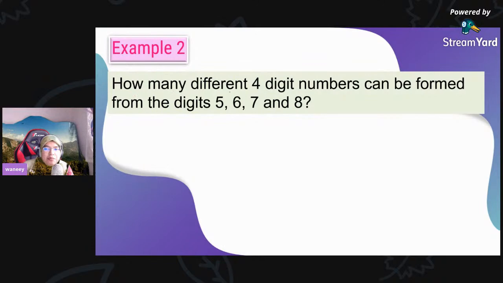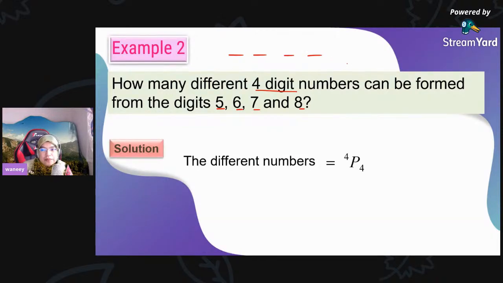How many different 4-digit numbers can be formed from the digits 5, 6, 7, 8? Basically we have 4 different numbers and I want to get 4-digit numbers. So I have 4 places and 4 things to arrange. This is definitely 4P4, or you can say this is 4 factorial, which is 24.